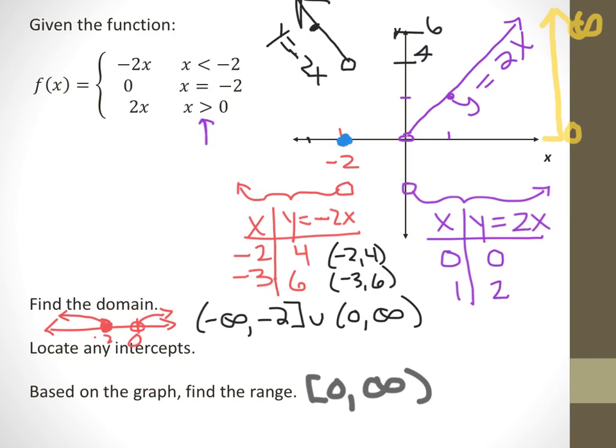Now let's go ahead and locate any intercepts. This is where it actually hits the x and y axes. This guy is hitting the x-axis here at -2, so that's one intercept. Nothing hits the y-axis. Remember, that's an open circle. So we only get one intercept, and that intercept is -2, 0, and it's an x-intercept. There doesn't exist a y-intercept.